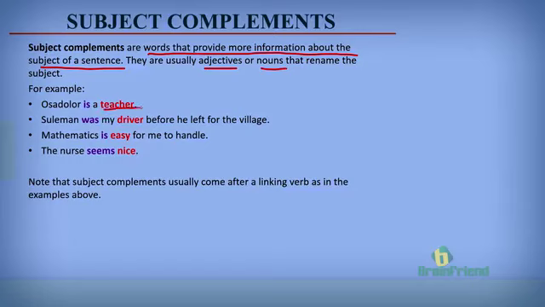Osadolo is a teacher. Teacher here describes Osadolo. So teacher is the subject complement of this sentence. Suleiman was my driver before he left for the village. Driver is the subject complement of this sentence because it describes the noun Suleiman. Mathematics is easy for me to handle. Easy is the complement because it describes the subject, mathematics. The nurse seems nice. Nice is a complement of the subject, nurse.